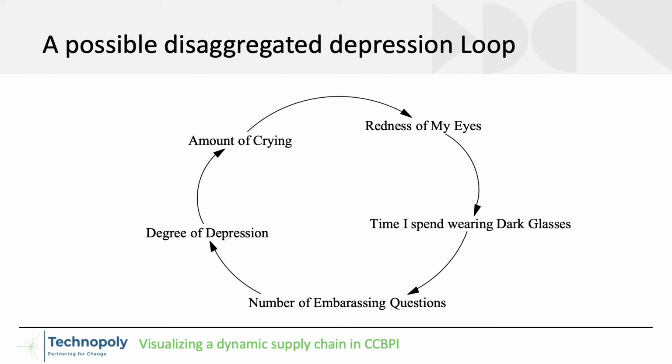In order to better understand the simplified loop, we can disaggregate the loop and introduce more variables so that other persons or stakeholders can better understand the nature of the loop. So in this case, we have disaggregated by not focusing only on depression and crying, but adding other variables that are factors in our system, in this case a depression system.